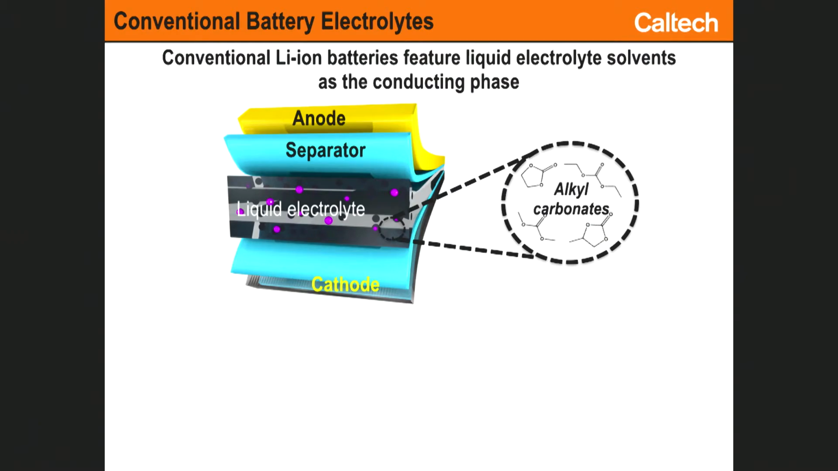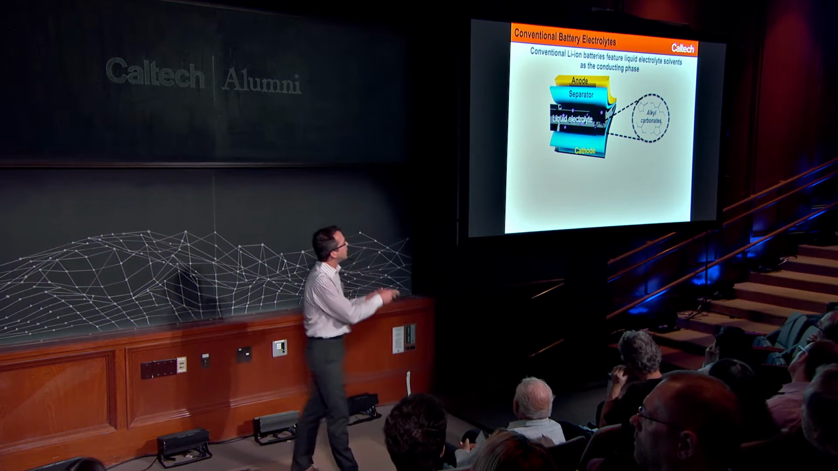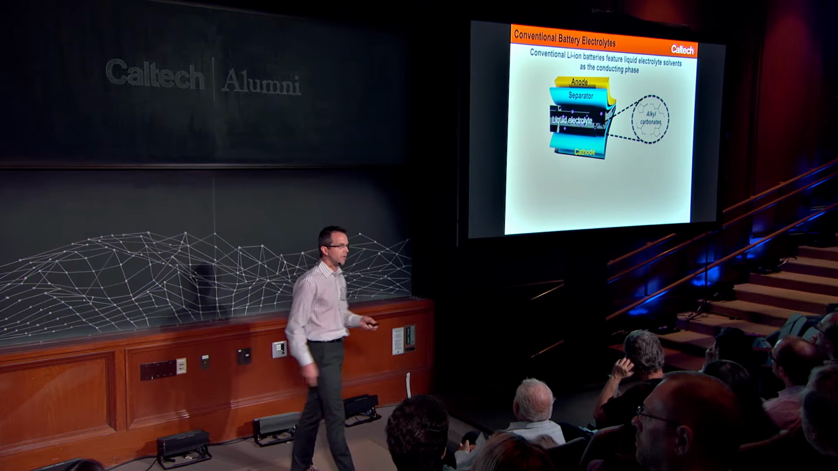So here I'm showing the basic components of a battery. Here's the negative anode, the positive cathode, and then the stuff in the middle that allows ions to go from one side to the other side as the battery is either discharging or recharging. And the primary component of that so-called electrolyte are simple liquid organic molecules.